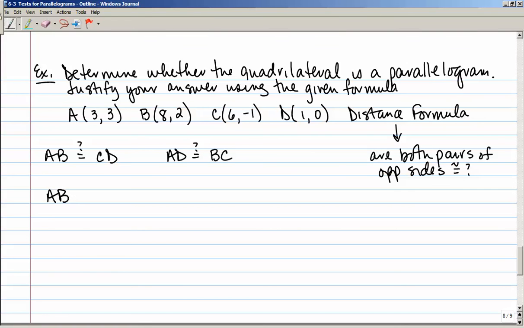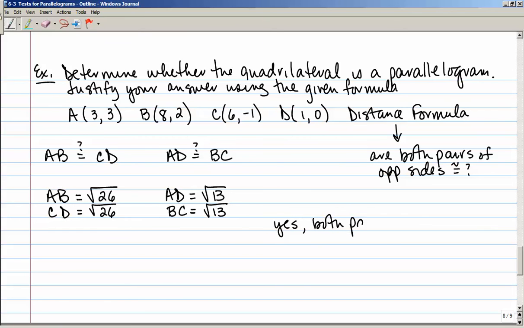So using the program, the length of AB is the square root of 26, and just leave it like that. Don't worry about a decimal approximation. And the length of CD is also square root of 26, so we have one pair of opposite sides congruent to each other. The length of AD, using the distance formula, is the square root of 13, and the length of BC, using the distance formula, is also the square root of 13. So yes, this is a parallelogram. Both pairs of opposite sides are congruent.